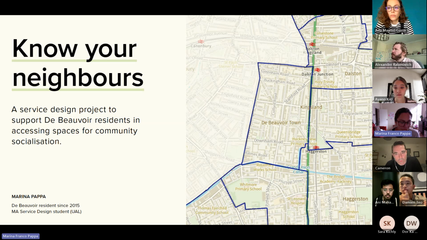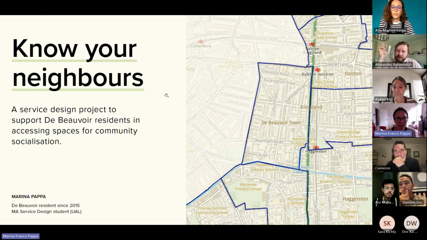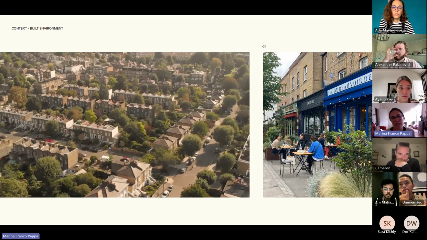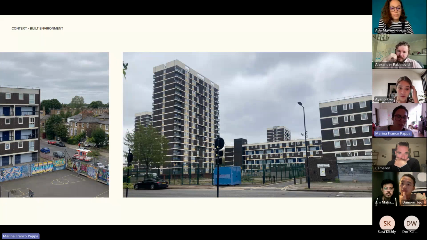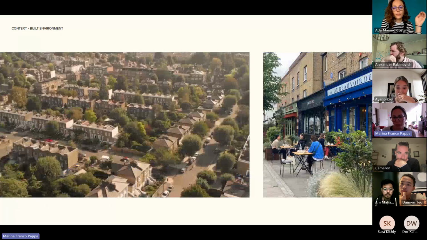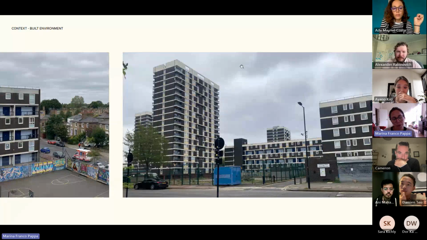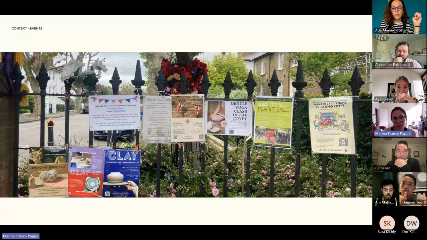When I started the project, I was interested in promoting more engagement between neighbors. I started very broadly looking at the built environment and understanding that there is a divide that is created, very visible in this built environment, between the more affluent part of the neighborhood and the council block. But I was also looking at how many assets we have, and how engaged this community is already.